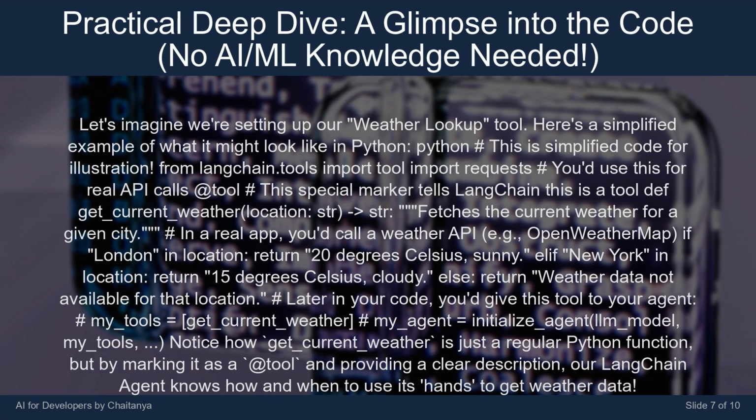Let's imagine we're setting up our weather lookup tool. Here's a simplified example of what it might look like in Python. This is simplified code for illustration. From langchain.tools import tool. Import requests, you'd use this for real API calls. @tool, this special marker tells LangChain this is a tool. def get_current_weather(location: str) -> str. Fetches the current weather for a given city. In a real app, you'd call a weather API, e.g., OpenWeatherMap. If "London" in location: return "20 degrees Celsius, Sunny."